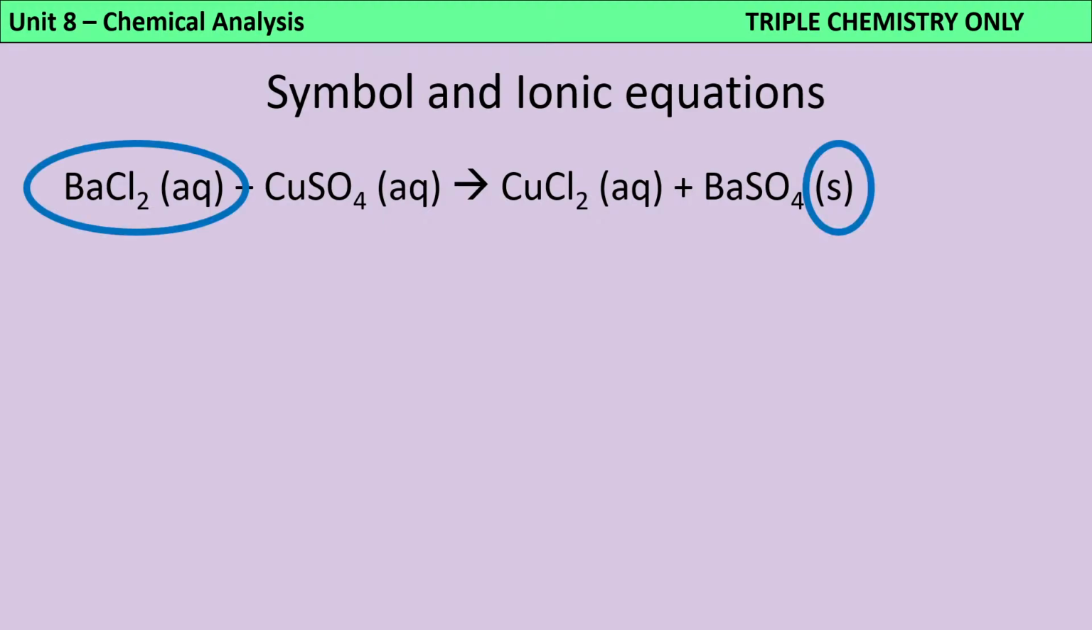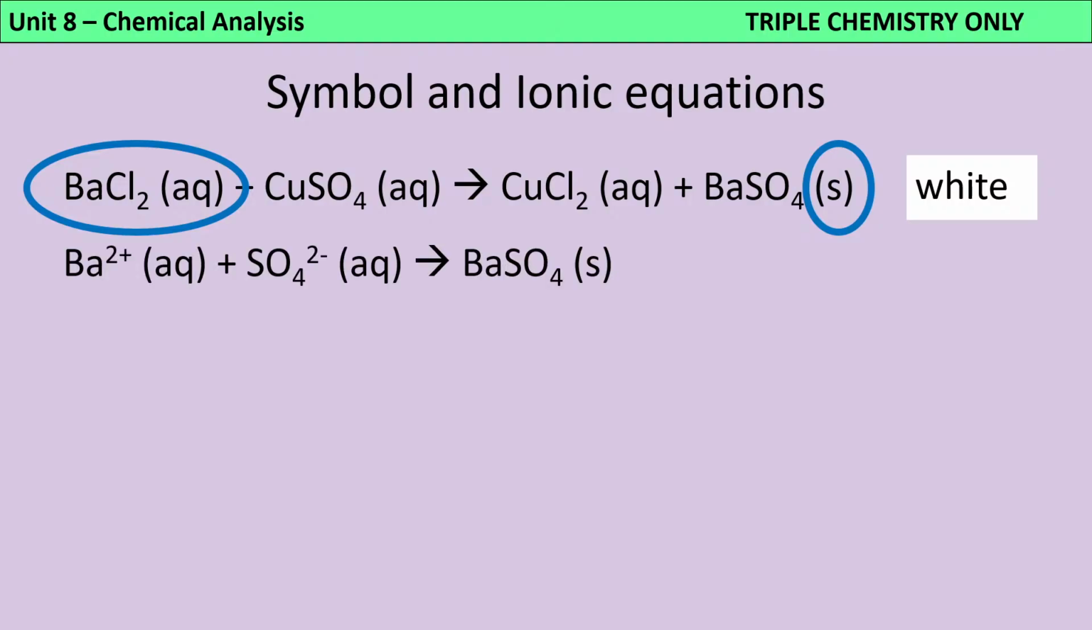We talked before about the fact that because it's got an (s) in brackets, that's my state symbol, that tells me that's a precipitate, and that's a white precipitate. Or we could just write an ionic equation for it as well.